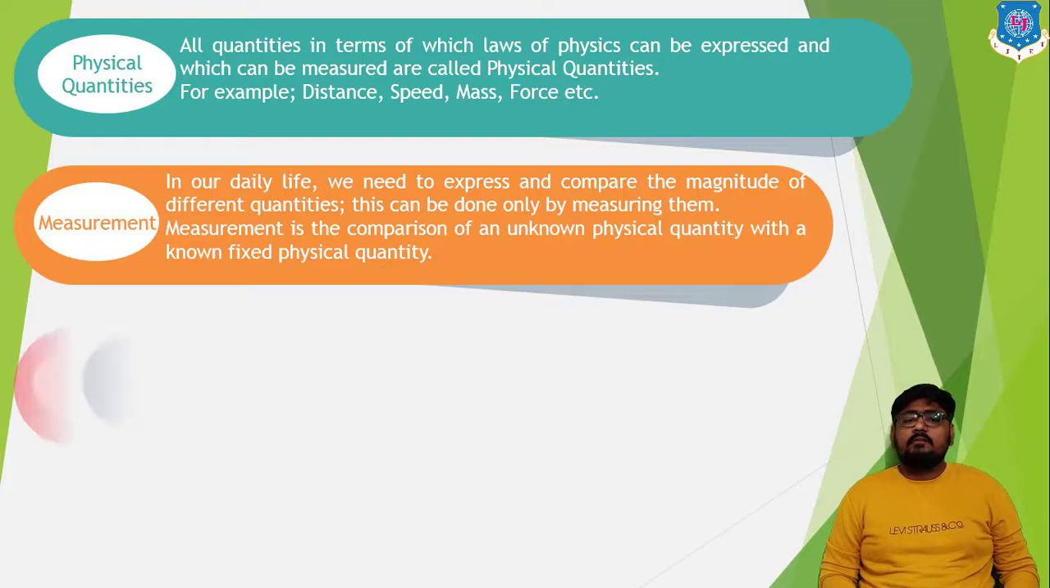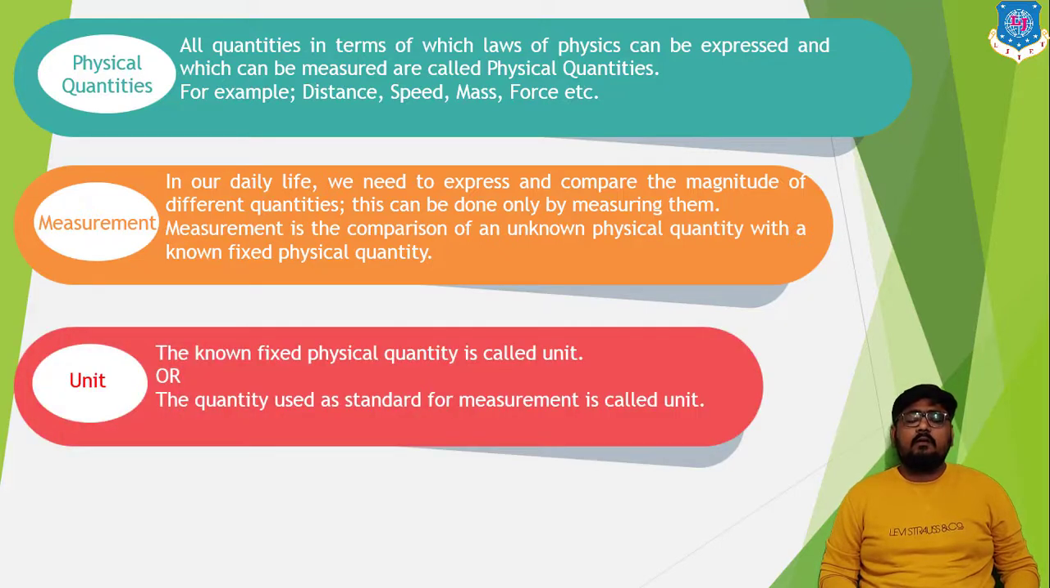Now the units. The known fixed physical quantity is known as a unit. As I told you earlier, kg of fruit, liters of milk. So these kilograms and liters, they are the units. The quantity used as a standard for measurement is known as a unit. So this is an example of a typical measurement. These are the three basic terms that we need to understand before understanding physics.